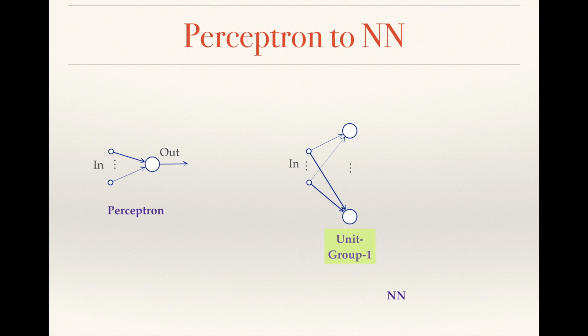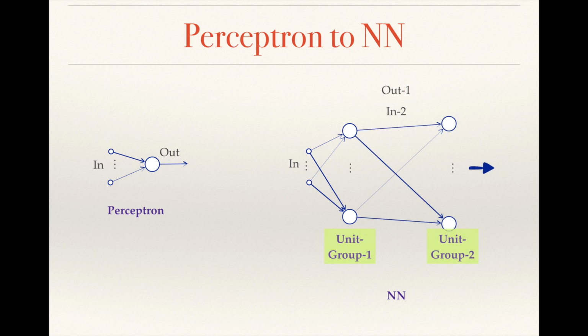For example, take that as perceptron unit group 1. After this group of perceptrons takes the input and generates their output, we feed their output into the next group of perceptrons. So we have this computational scheme, and proceed similarly multiple times. That is the computational model of a neural network.